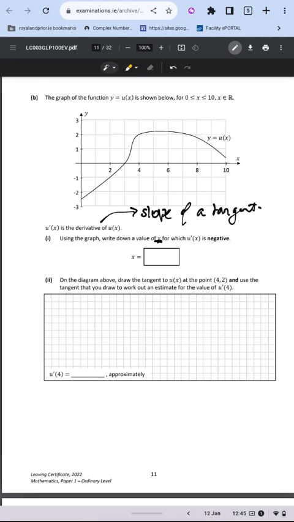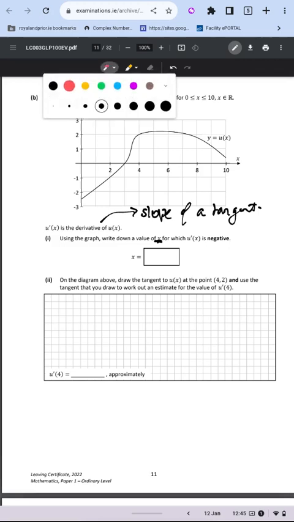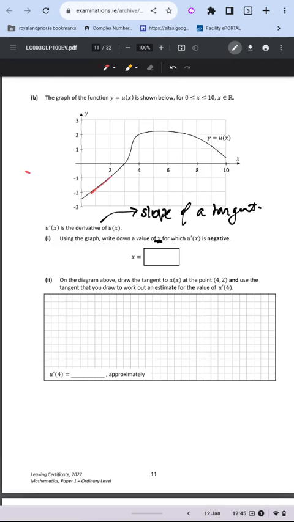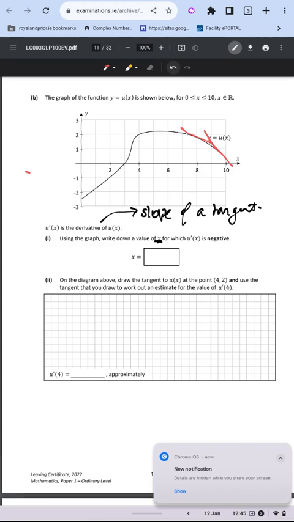Now, a slope of a tangent, if I was to draw my tangents to the curve. So I'll get the red pen out here now. Here, or here, or anywhere along there, you can see my slope's going uphill. So that's positive. So that's no good. You need to be able to draw a tangent where the slope's negative. So going down the way. It's hard drawing on this thing.